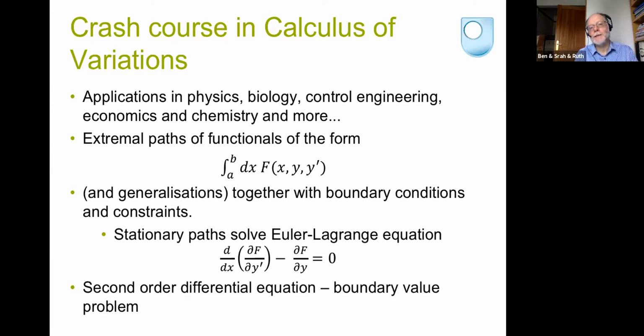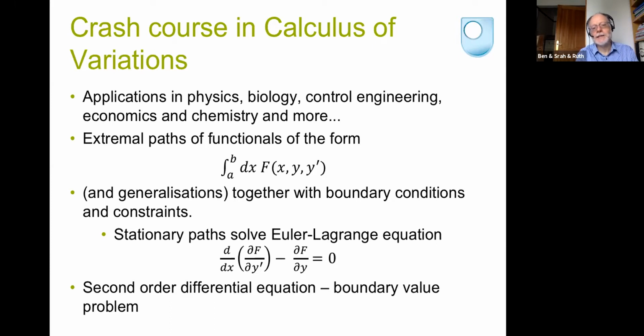The integral from a to b dx of some function, which typically is a function of the independent variable, the dependent variable, and its derivative. So that would be a typical calculus of variations problem. Of course, there are many generalizations of that, and its applications in physics involve quite extensive generalizations of this basic idea. But the idea is that you find the stationary paths of this functional by solving the Euler-Lagrange equation, which is given there in front of you.